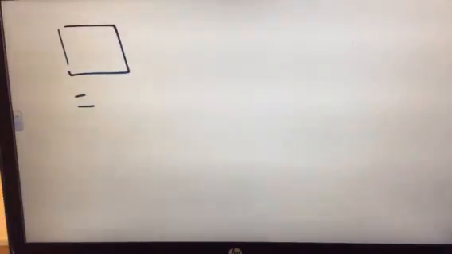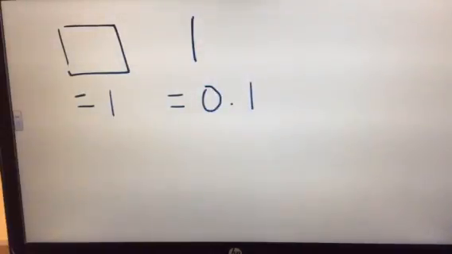Now, for simplicity's sake, and for the lack of my artistic ability, we will represent the flats using a simple square, remembering that this is equal to 1. The rods will be represented by a line representing 1/10, and the unit will be represented by a dot, which is equivalent now to 1/100th.